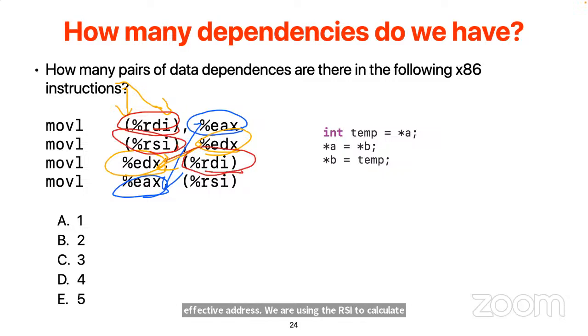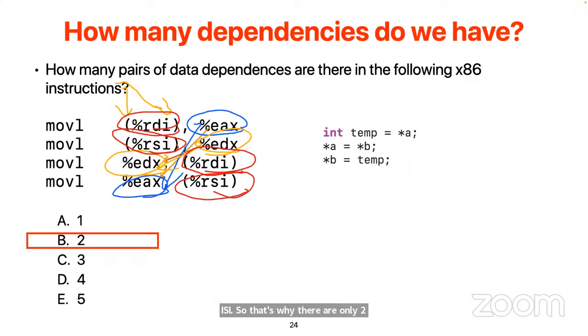So for example, if someone is indeed modifying RDI's content, then there may be a data dependency because of that. However, here, we are using the RDI and RSI only to calculate the effective address. Nothing in this piece of code is modifying the memory addresses that are stored in either RDI or RSI. So that's why there are only two data dependencies here.